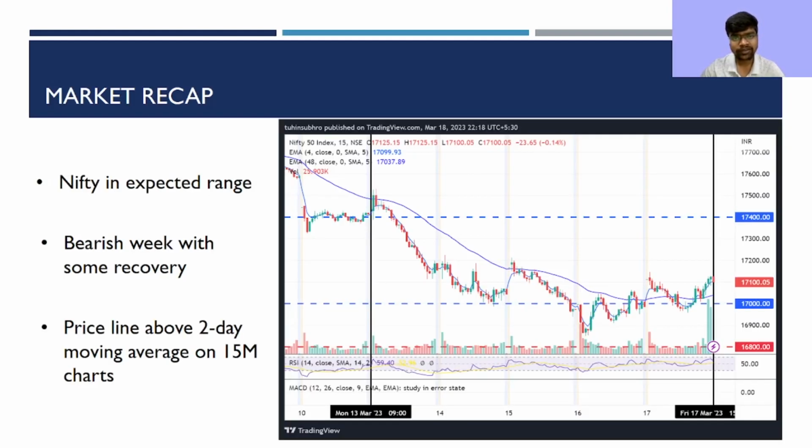And coming to the market recap, we can see that Nifty remained in the expected range that we had set for this week. So even though it had broken the 17,000 point, thankfully it did not hit the 16,800 point. And from this range, it seems to be recovering for now. And on the 15 minute chart, the price is above the 2-day average. So I don't know how significant this is, but for me, this looks good for now.